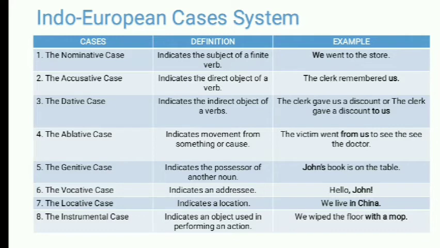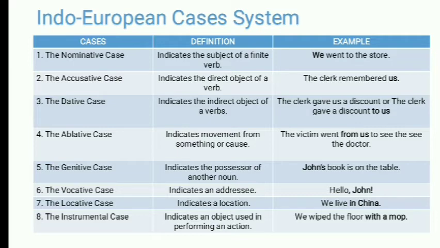The Indo-European case system, as you can see on the table, has 8 cases. Number 1, the nominative case, indicates the subject of a finite verb. For example, we went to the store. Here, we is the nominative case. And second, the accusative case, which indicates the direct object of a verb. For example, the clerk remembered us.